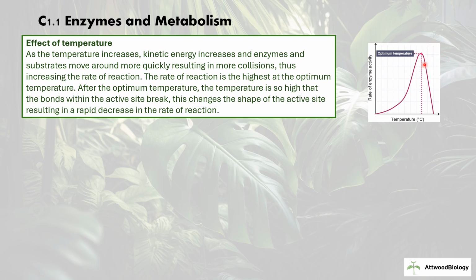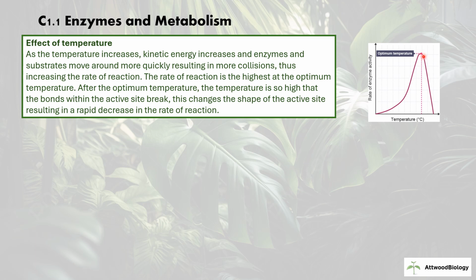The optimum temperature is not always 37 degrees. So every enzyme has a different optimum temperature. So for example, Taq polymerase is found in hot springs, and its optimum temperature is 72 degrees. So it's not always 37 degrees. Don't make that mistake. So we can see optimum temperature up here, highest rate of reaction.